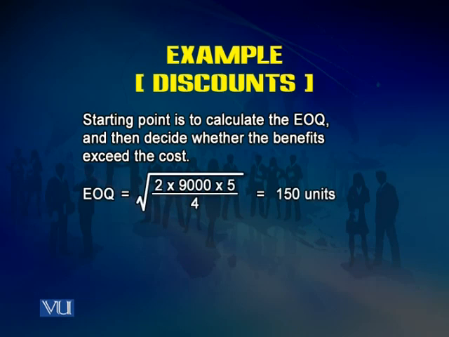Using our formula and the information given in the question, the EOQ will be given by the square root of 2 multiplied by 9,000, which is our D, multiplied by 5, which is our O, divided by 4, which is our H. So the square root of 2DO over H, and the answer we get is 150 units. In all these cases where we are given discounts, the first step is to calculate the economic order quantity without regard to the discount.